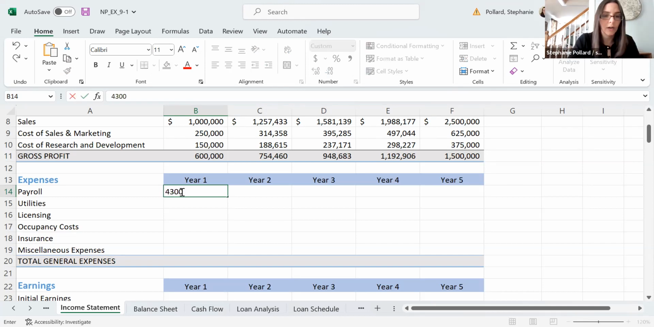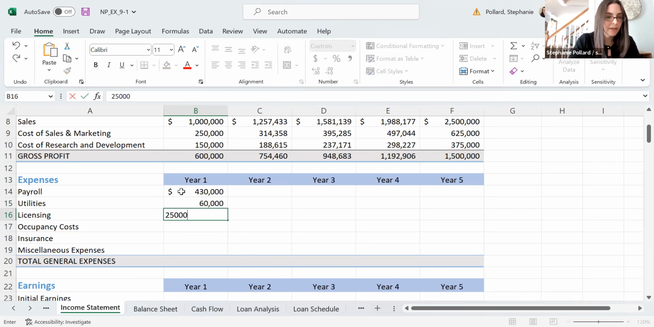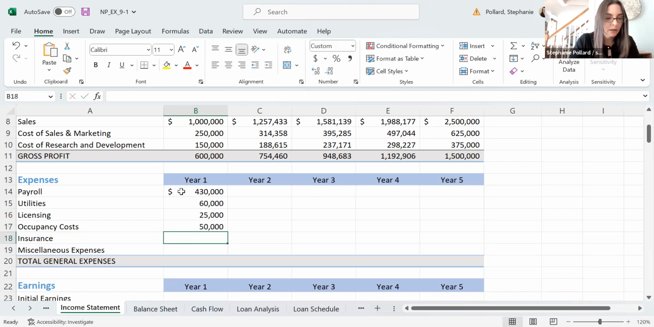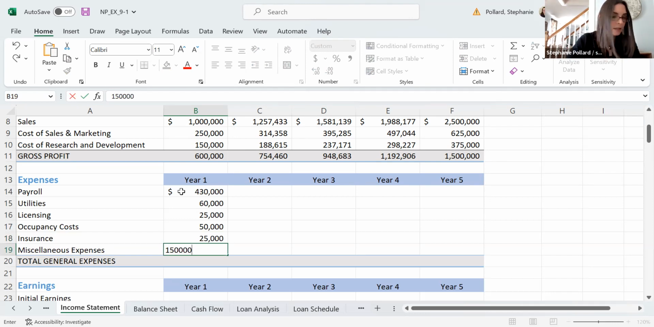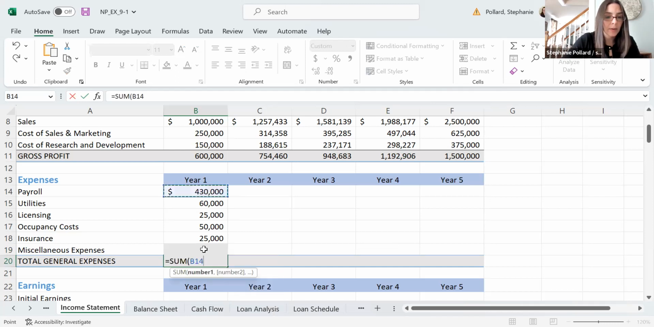So the first one is 430,000. The next one was 60,000, 25,000, 50,000, 25,000, and then 15,000 in miscellaneous expenses. And then the total general expenses, obviously, we're going to go ahead and just add these up.